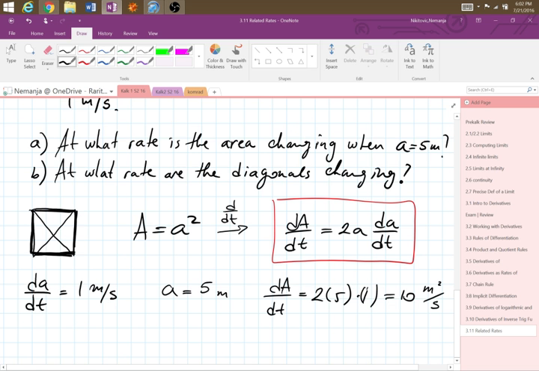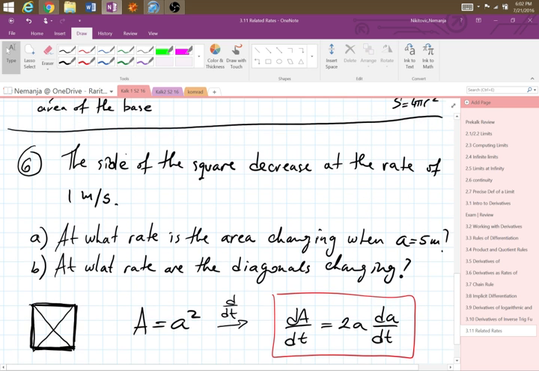Yes? How do you get the 1 meter per second for da/dt? That is given in the text.